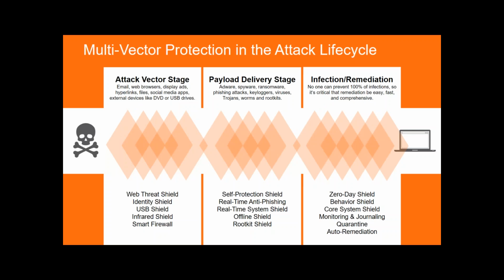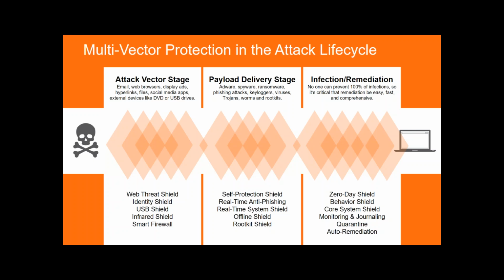Gene said I'd try and define multi-vector protection. So I think this slide almost covers it, in that you've got an attack vector stage. That could be something like you're attacked through an email, through a link in there. It can be a web browser attack. It can be display ads, malvertising, if you like. Obviously hyperlinks which come in. It could be files that are actually trying to be used to do that.